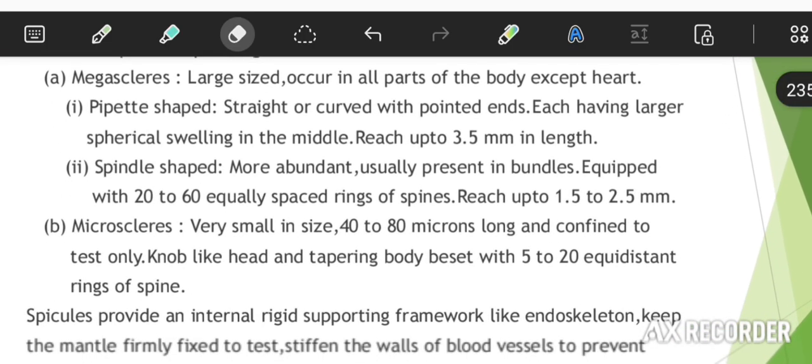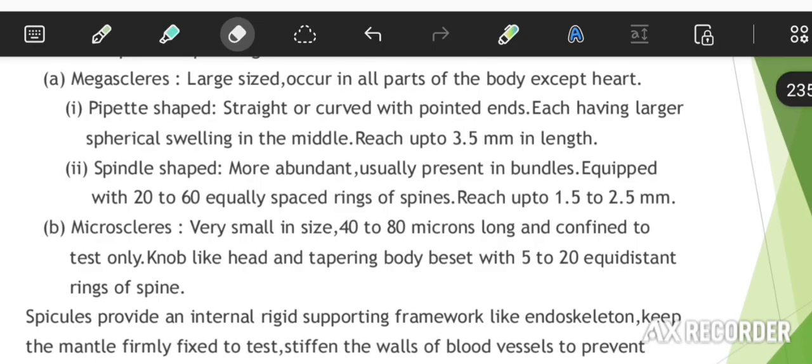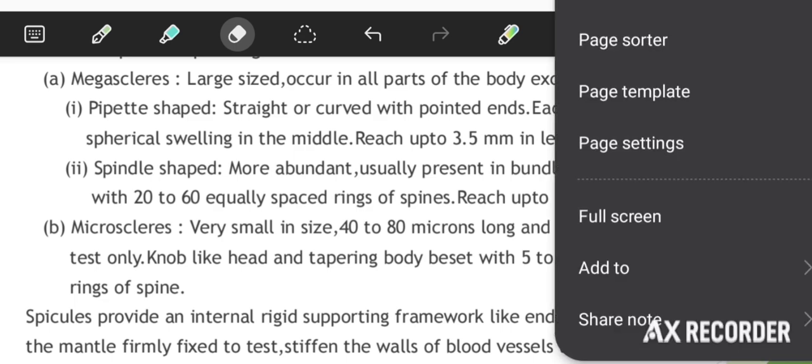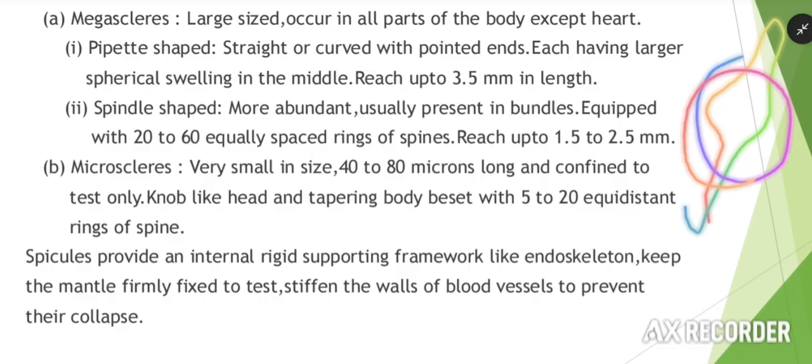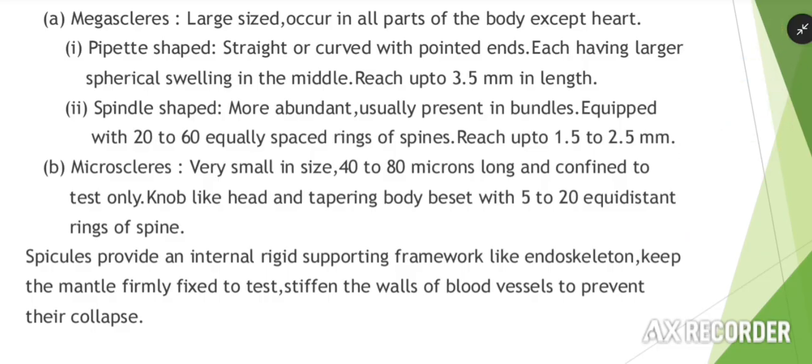So megascleres, large sized, occur in all parts of the body except heart, and they are pipette shaped. Okay, straight or curved with pointed ends, each having a larger spherical swelling in the middle, reaching up to 3.5 millimeter in length. I have already shown you the pipette shape. So they have a spherical swelling in the middle and pointed anterior and posterior.